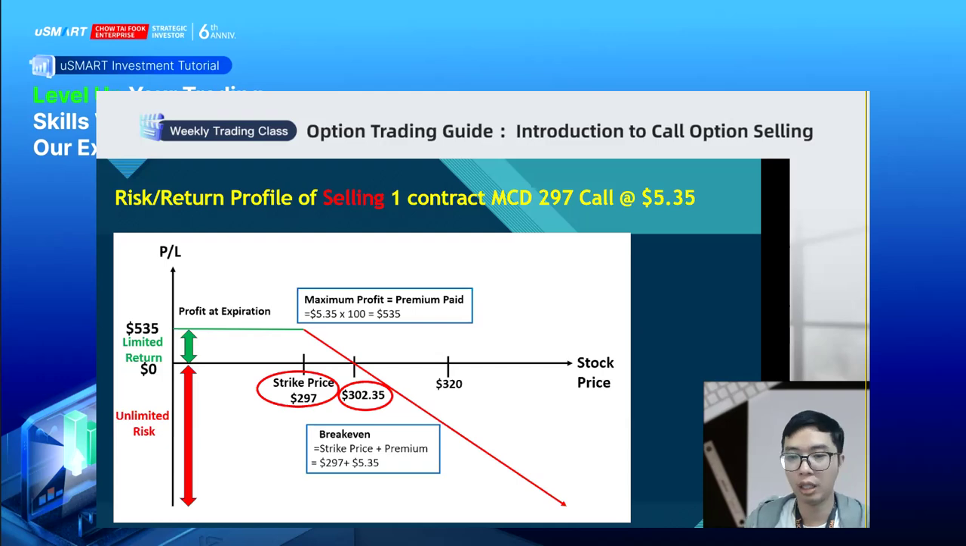However, this is for selling naked calls. For selling covered calls, we actually hold the stock at a lower price, so we sell it at the strike price, which is not a problem. All right.